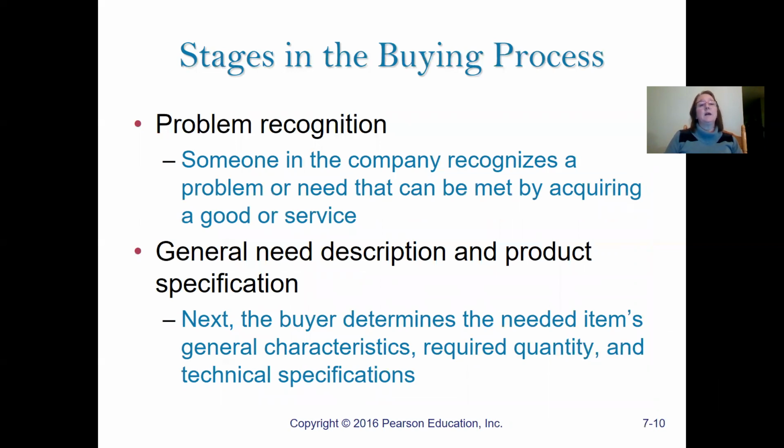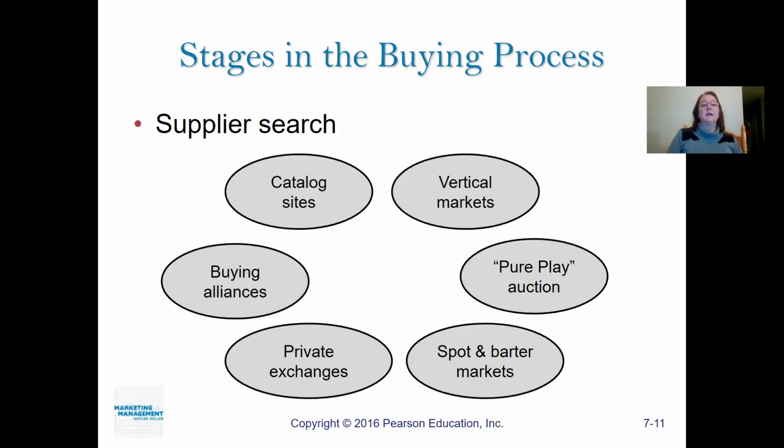So a little bit more in depth, the problem recognition. Someone in the company recognizes a problem. They need something. They're told that they need something that can be met by acquiring a good or service. That general need description and product specification. Then you're looking at what are the required quantities, the general characteristics, and are there technical specifications that need to be taken into account. Then the supplier search, you're looking at catalogs.